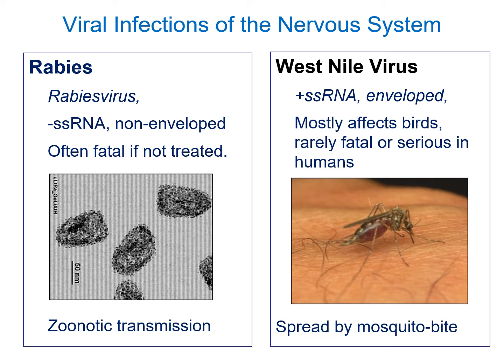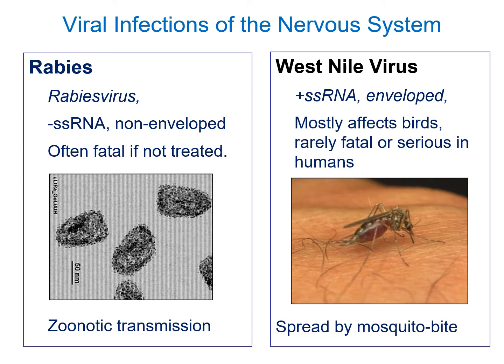The rabies virus is single-stranded RNA, non-enveloped. It has a rather complex protein coat to it. It actually looks like a bullet when you see it under the electron microscope. It's got zoonotic transmission. That means it's typically transmitted to humans from other animals, other mammals.